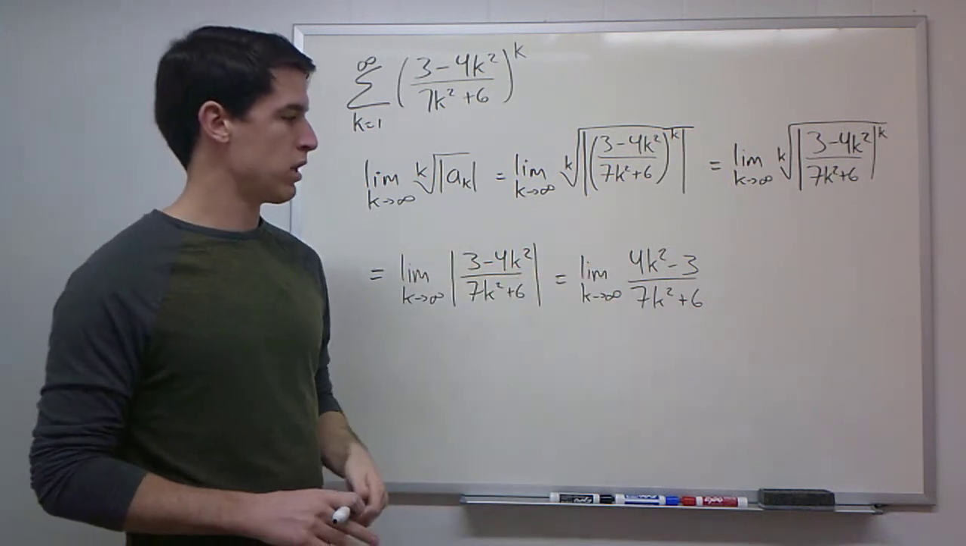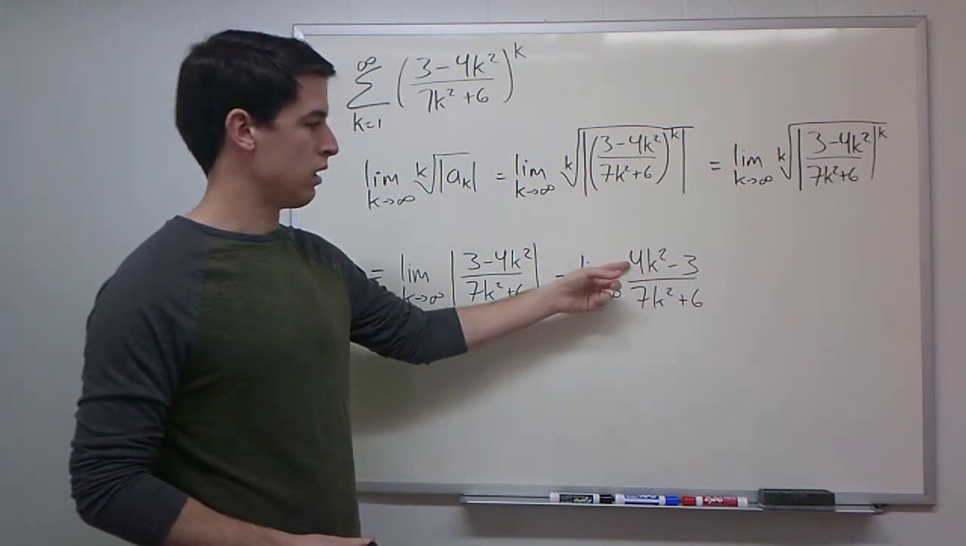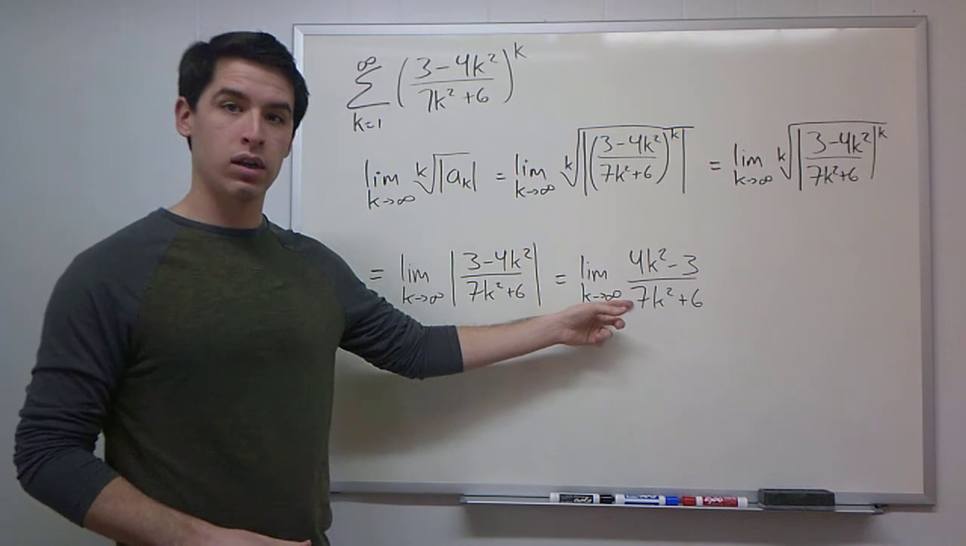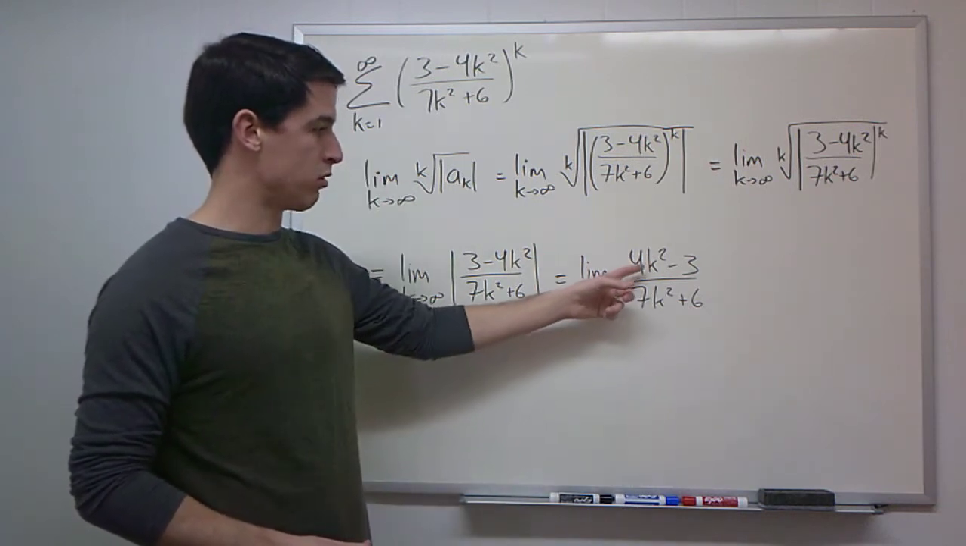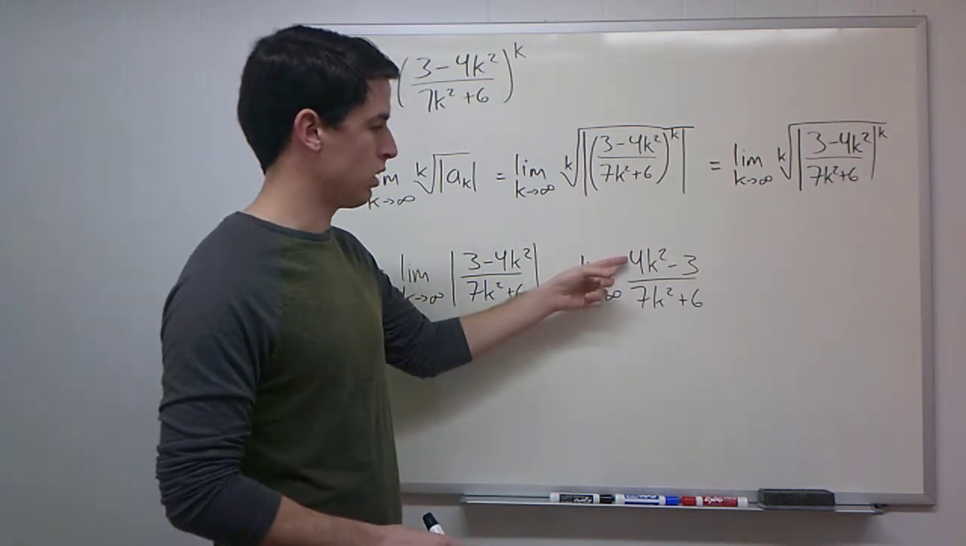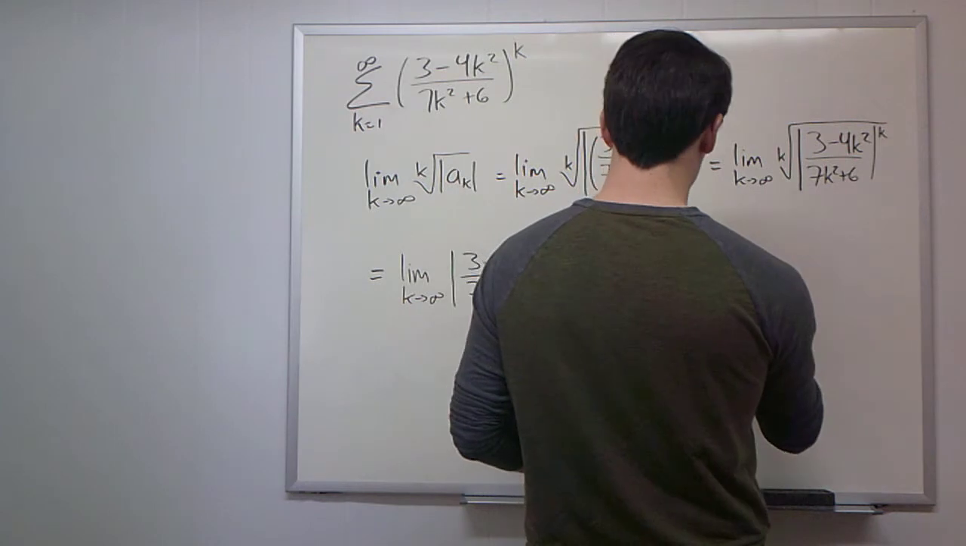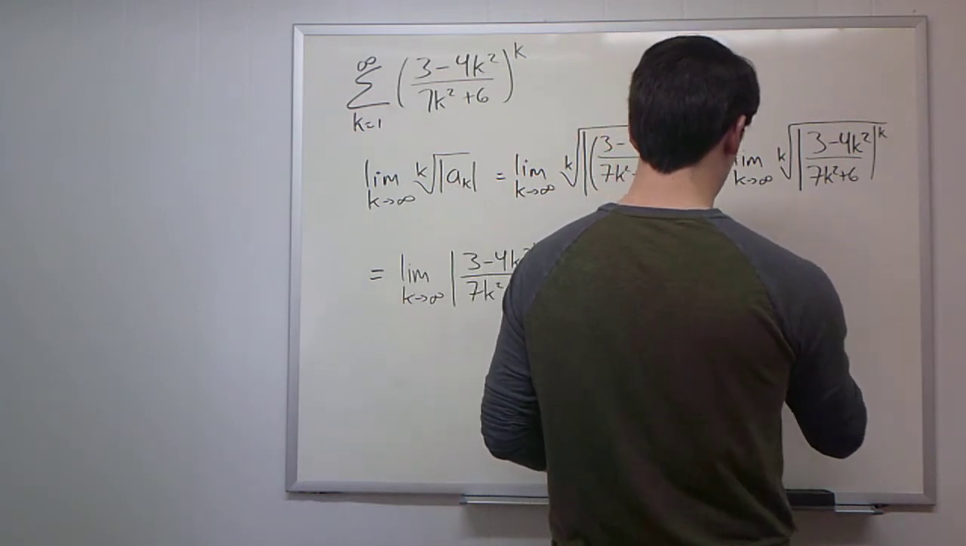And now this limit is one that I can easily evaluate. I have a polynomial in the numerator and in the denominator, and both of them have degree 2. They both have k squared. And so this limit is just the ratio of the leading coefficients. So this limit is 4 over 7.